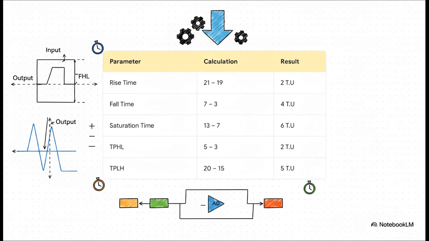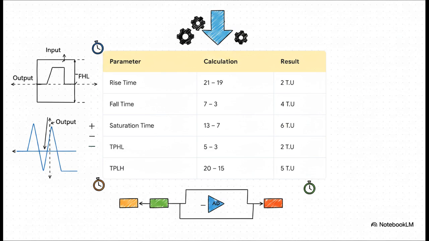Okay, now for the trickier ones, the propagation delays. Let's start with TPHL, when the output goes high to low. We need the midpoint of the output's falling edge, which is between T1 and T3, and we subtract the midpoint of the input's transition that caused it, between T0 and T2. That difference is our TPHL, 2 time units.